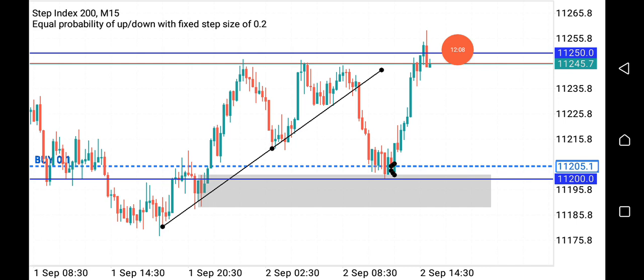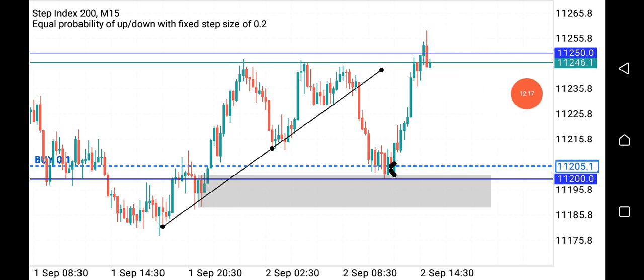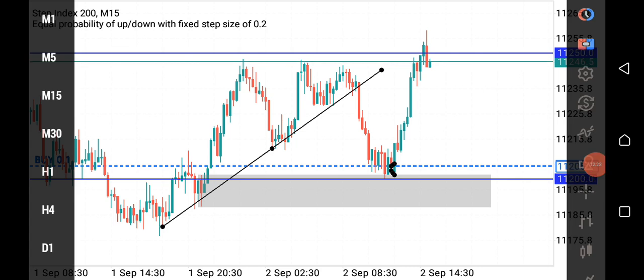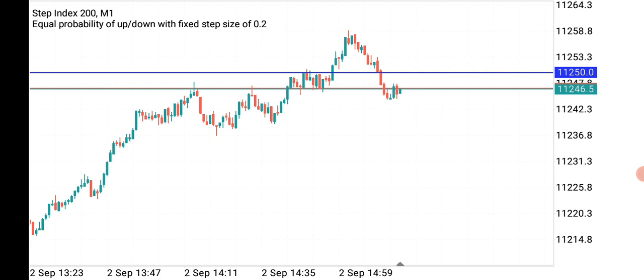Now the same thing is happening here. I can also decide to scalp, but now that the market is reversing from here, what do I do? I have to go down to 1 minute to look out for a pattern. So let me check the 1 minute time frame and see if I can see anything. So this is the 1 minute time frame.